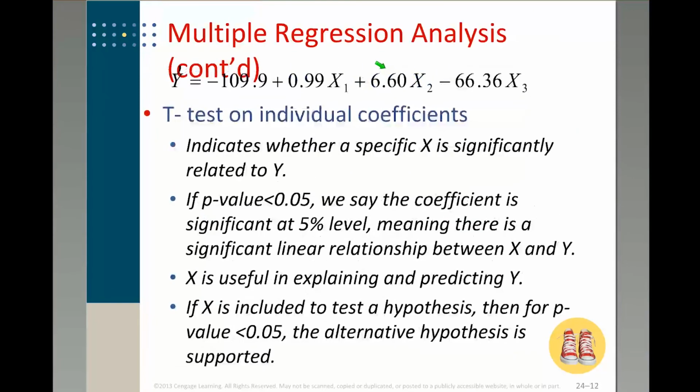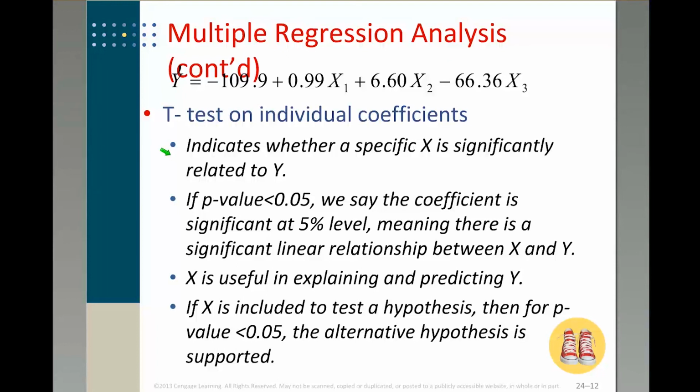So how can we determine that? Let's talk about the t-individual test. T-test, okay? Now the t-test will indicate whether a specific x is significantly related to y. When we say significantly related to y, what we mean is this relationship is confirmed. It is not due to randomness. This relationship is consistent across different situations.